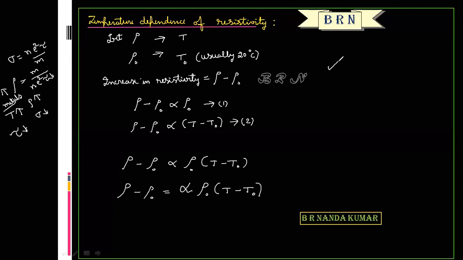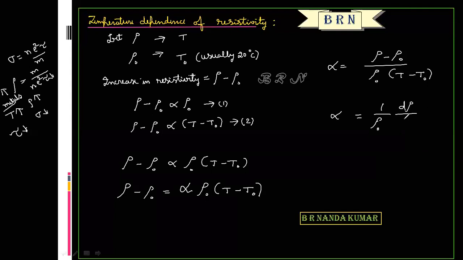So alpha is rho minus rho naught divided by rho naught times T minus T naught. This can also be written as alpha is equal to 1 divided by rho naught times d rho divided by dT. Here d rho is the change in resistivity, and dT is the change in temperature.